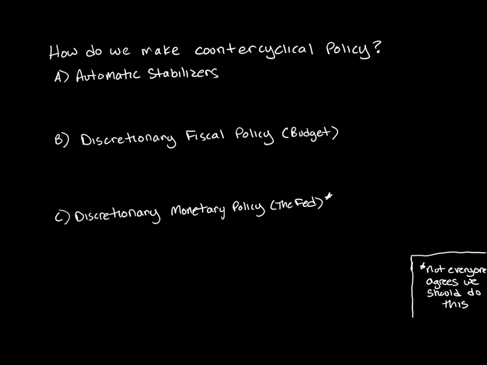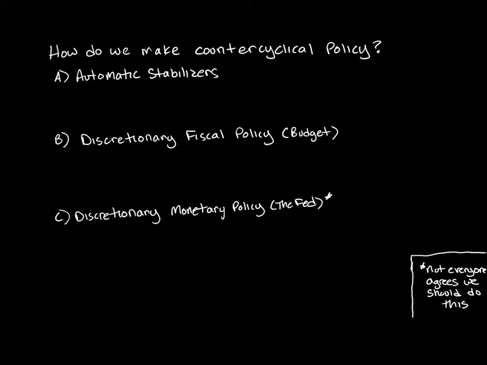Now, there's a lot of different programs that make up our automatic stabilizers, but the two we tend to focus on in this class are our progressive method of taxation, which is that personal income taxes go up when income goes up, and our social safety net, which causes government transfers to be inversely related to income. So people who make less money get more government transfers. When people make more money, they get less government transfers.